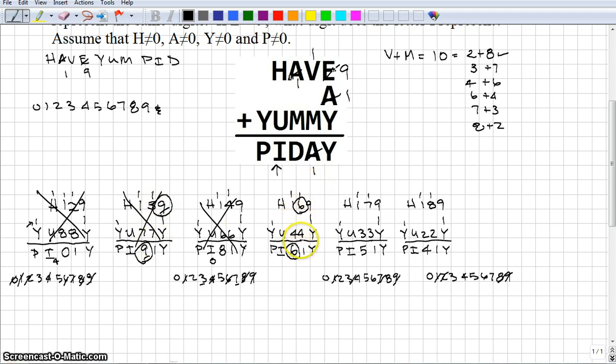Because when we do the addition, we end up finding that D has to be 6, but V is already 6. All right, so that's not going to work. So let's take a look at this case.